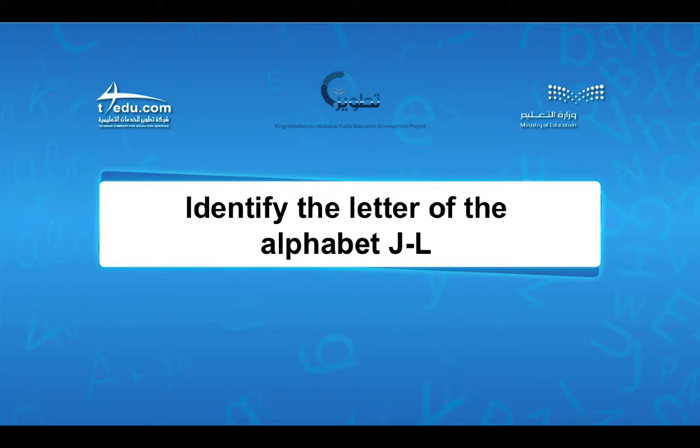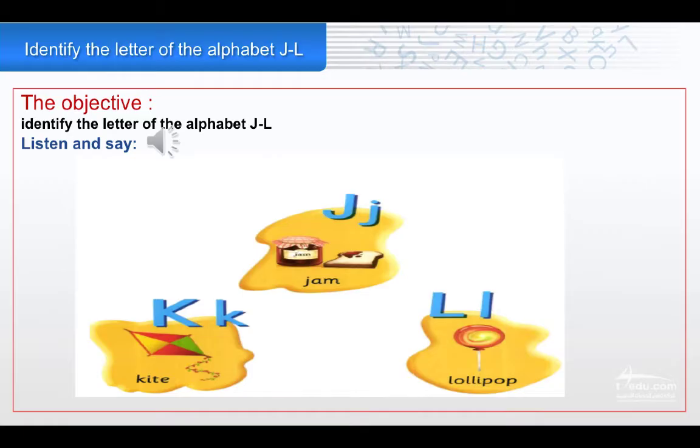Today we have to identify the letter of the alphabet J to L. The objective of our lesson today: identify the letter of the alphabet J to L. Just listen and say. Module 2. Alphabet J to L. Activity 1. Listen and say.